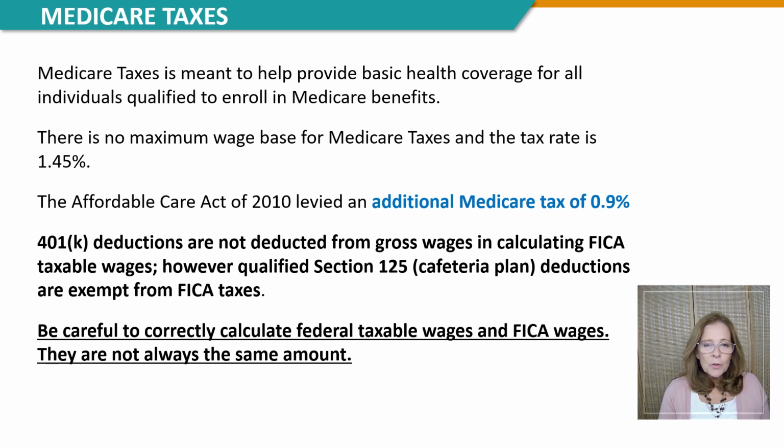This tax, just like Social Security, is paid by employee and employer. In addition, the Affordable Care Act of 2010 levied an additional Medicare tax of 0.9% on certain workers who earn more than $200,000 single, $250,000 married filing jointly, and $125,000 married and filing separately annually. This additional tax went into effect in 2013 and is paid by only the employees. Employers do not pay this additional percentage. Our textbook is only using a threshold of $200,000 for simplicity.